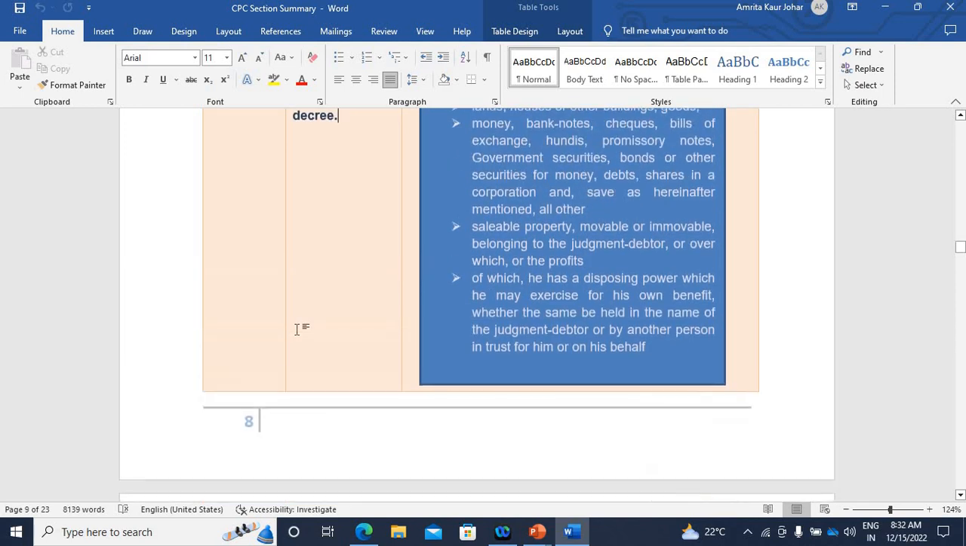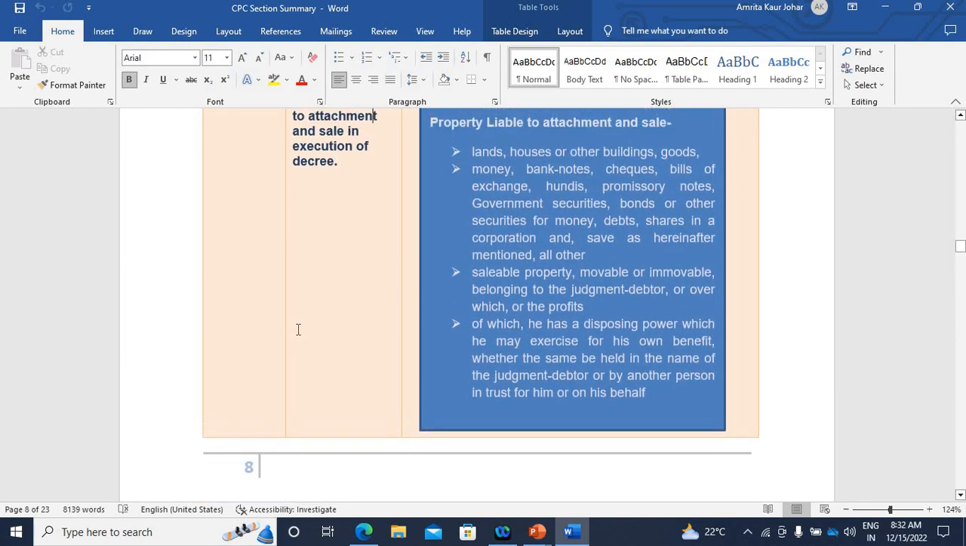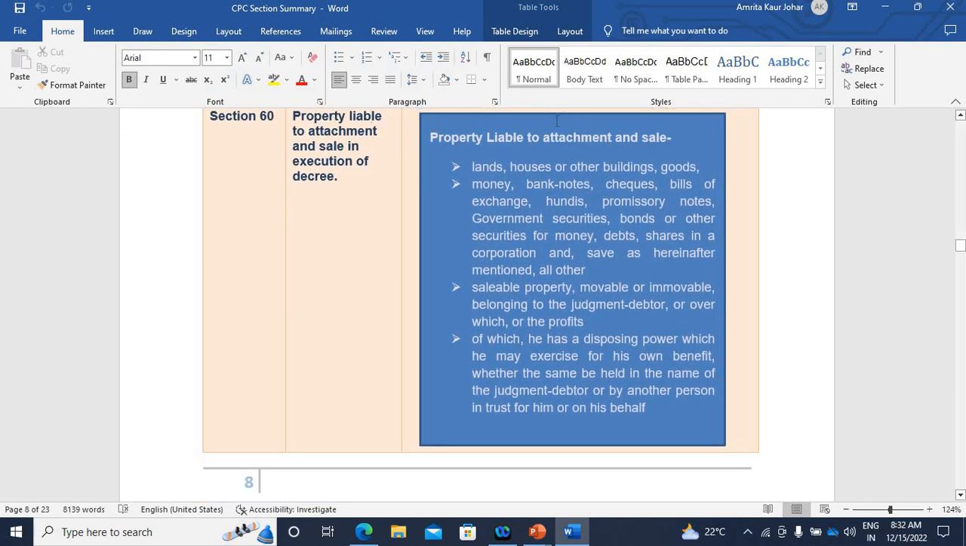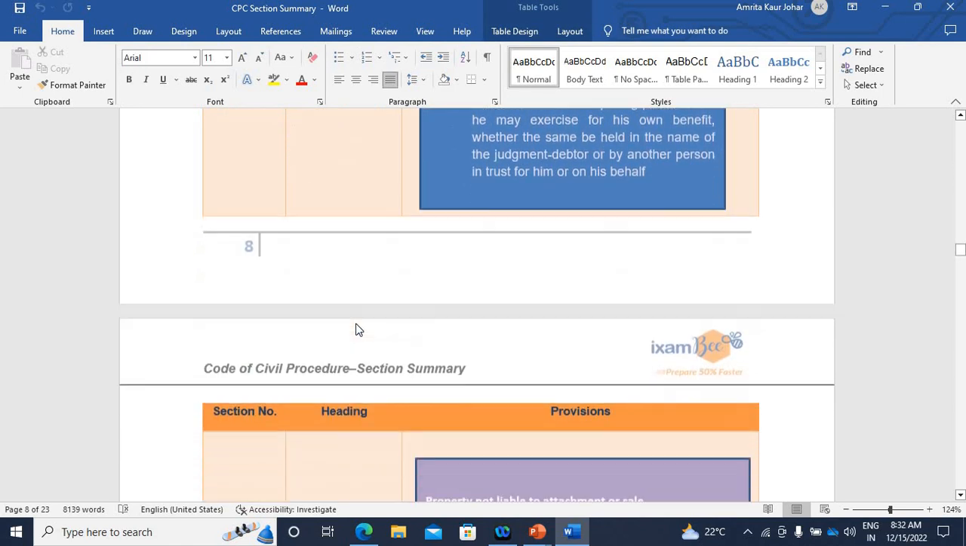Now this section 60 is very important from execution, as it talks about the properties that can be attached and sold by the executing court. So ये सारी list of properties है जो यहाँ पे दी हुई है, तो ये आप पढ़ सकते हो. इसको मैंने टैबुलर फॉर्म में यहाँ पे कवर किया है इस शीट में.